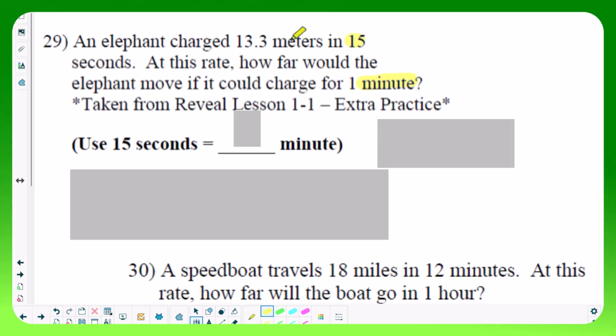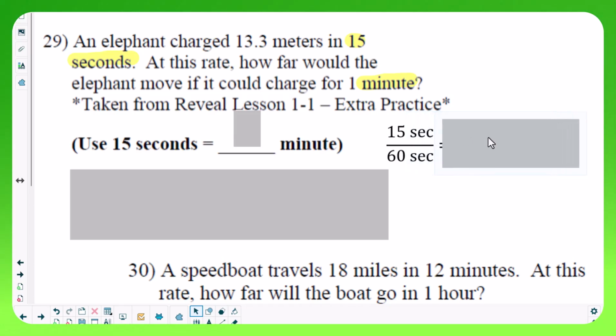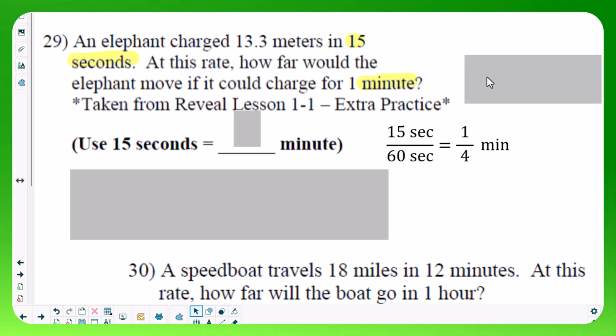So we have 15 seconds. We want to convert this to minutes. So 15 seconds out of a full minute is 15 seconds out of 60 seconds. That's a full minute. In order to figure out what fraction of a minute 15 seconds is, we can set up the ratio 15 seconds to 60 seconds, and 15 over 60 simplifies or reduces to 1/4. That means 15 seconds is equivalent to 1/4 of a minute. The good news is on the Math 7 test, that hint is automatically given to you. The pre-algebra test, it isn't. Hopefully we can convert those.